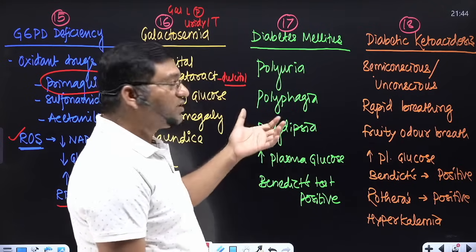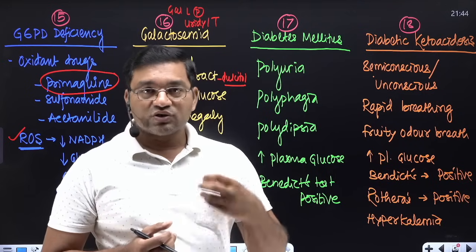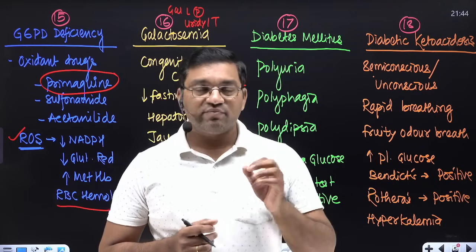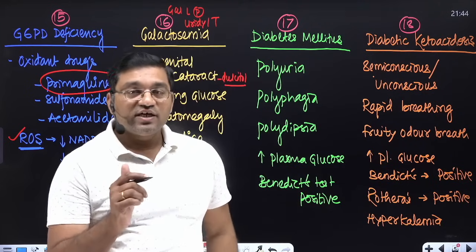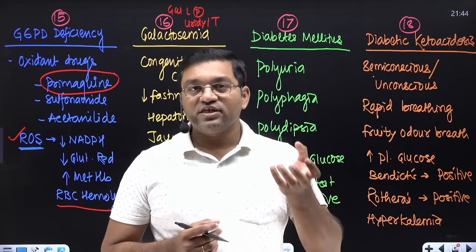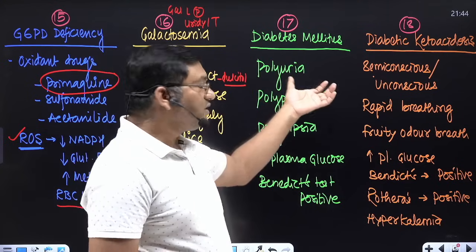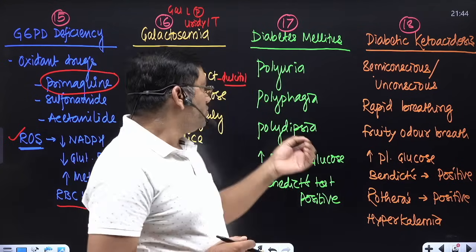Why are these symptoms there? Polyuria is there because the blood level of glucose crosses the renal threshold, that is 180 milligram per deciliter. If the sugar level goes above 180 milligram per deciliter, it is the renal threshold, it crosses the filtration barrier and it comes into the urine.